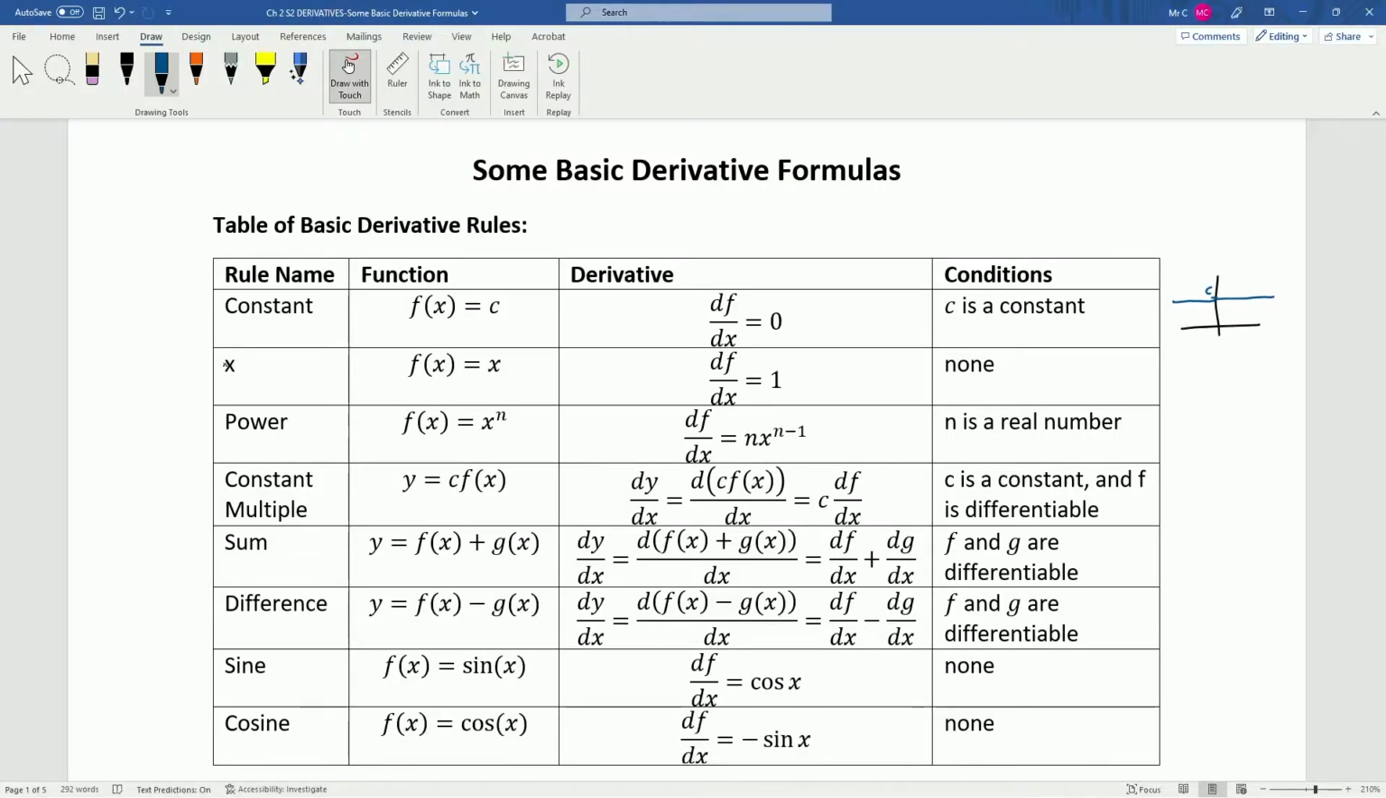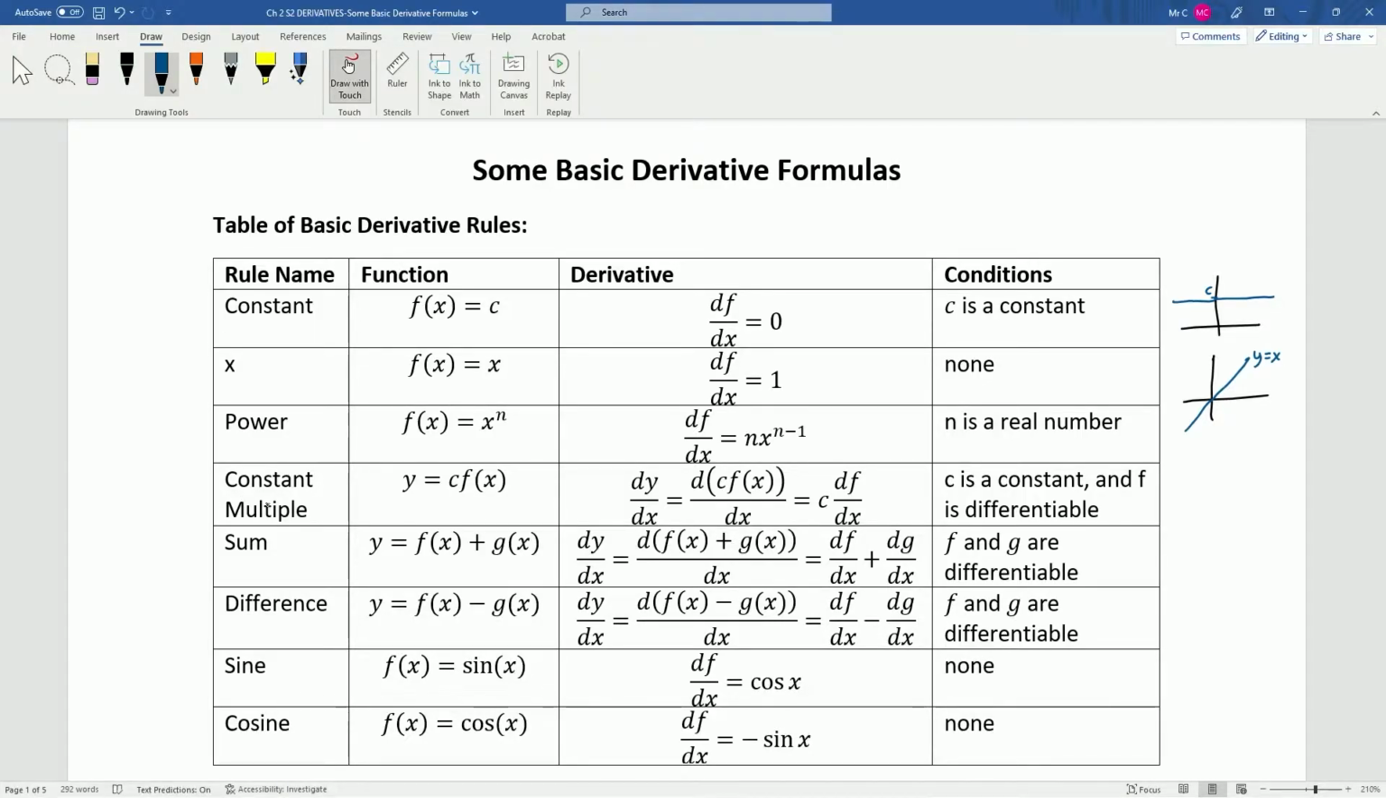Okay, so this rule is just called the x rule. If the function you're looking at is f of x equals x, the derivative of that function is 1. Again, this is another one where the graph of this function is so simple that you can see it immediately. When I look at y equals x, that's the line with slope 1, and so its derivative is 1. Now the power rule says that if f of x is equal to x to some power, then the derivative is that power, n, times x to the n minus 1, for any real number n.